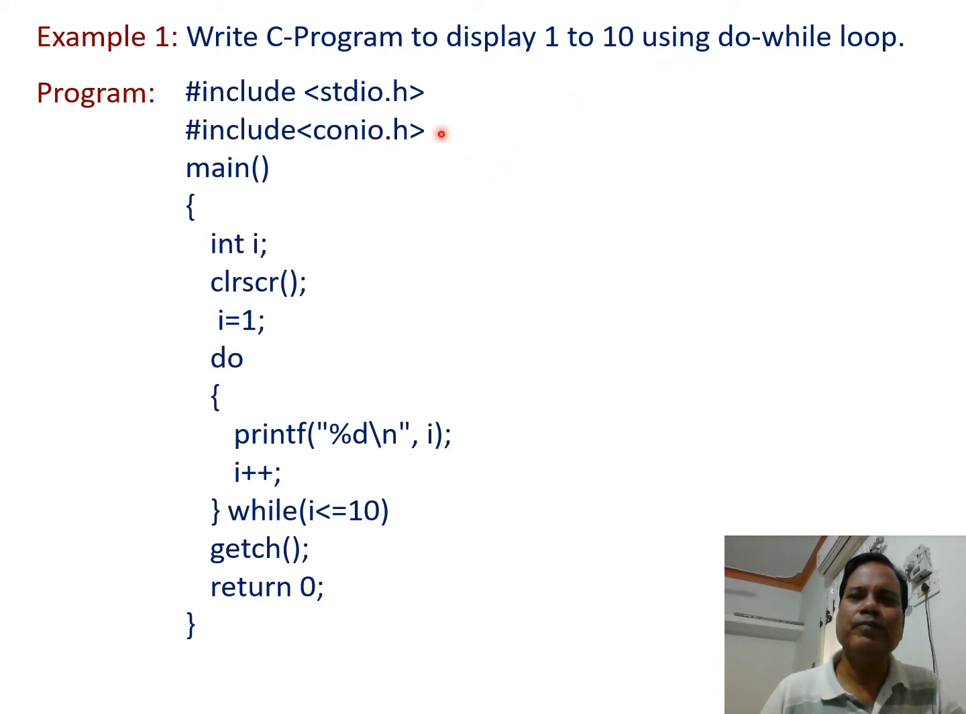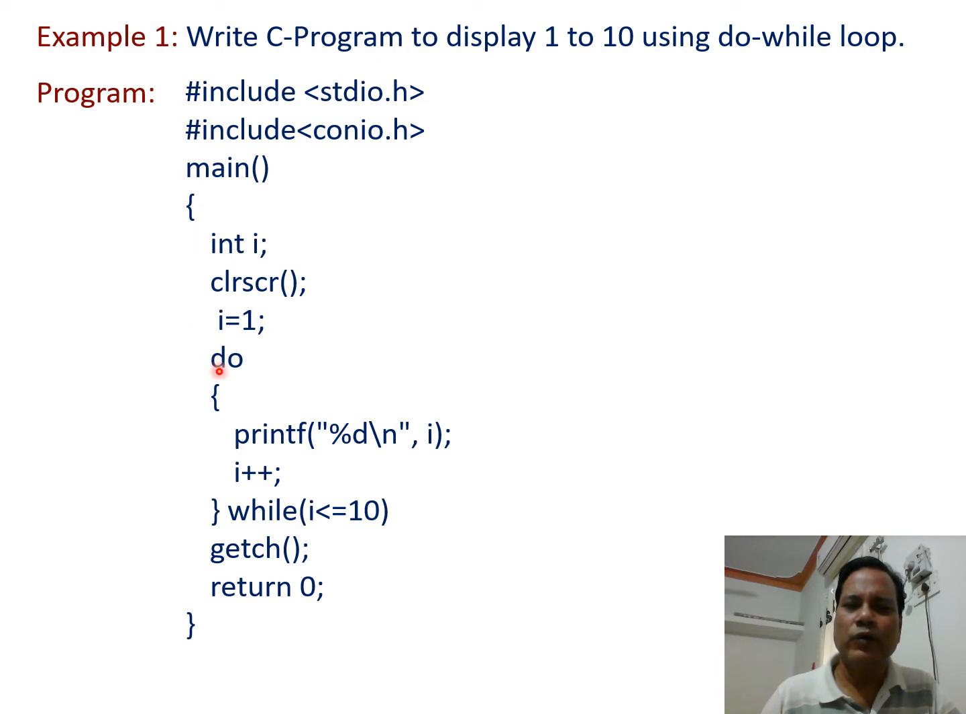So again we include the stdio.h and conio.h header files in our program. Within the open and close braces of the main function, the first statement, int i, declares i as an integer variable. Then the second statement clears off anything previously written on the output screen. Next statement, i equal to 1, initializes i as 1.